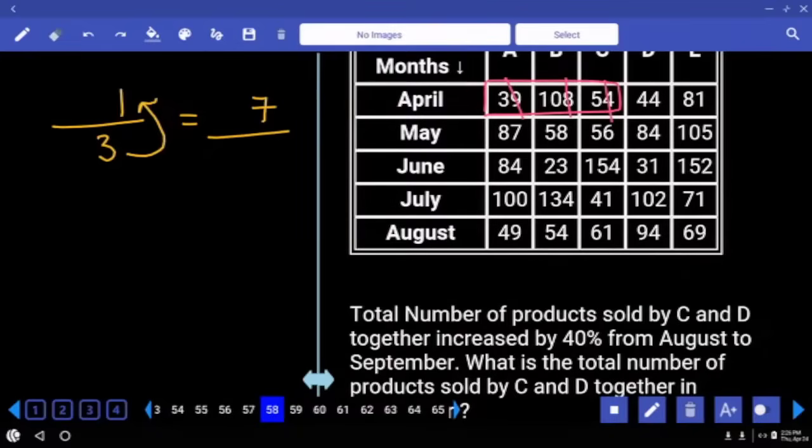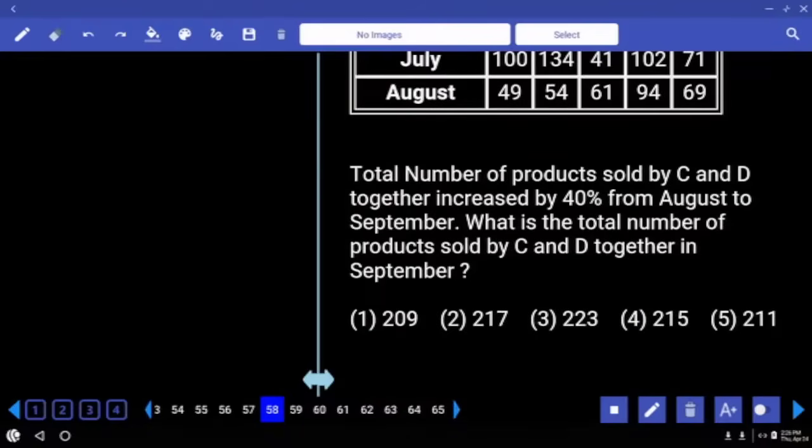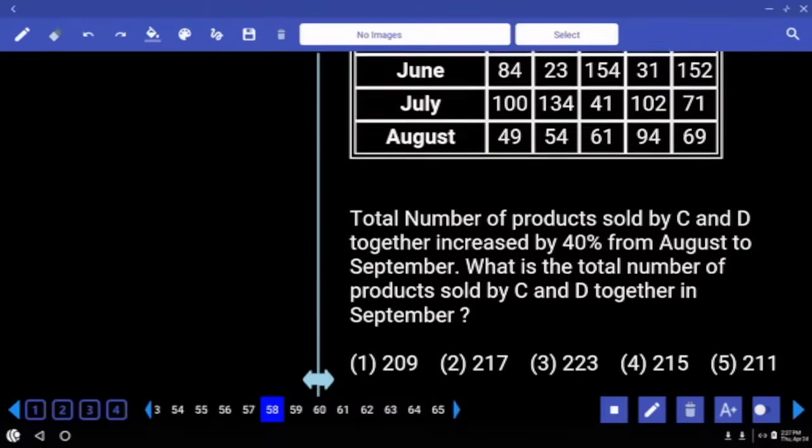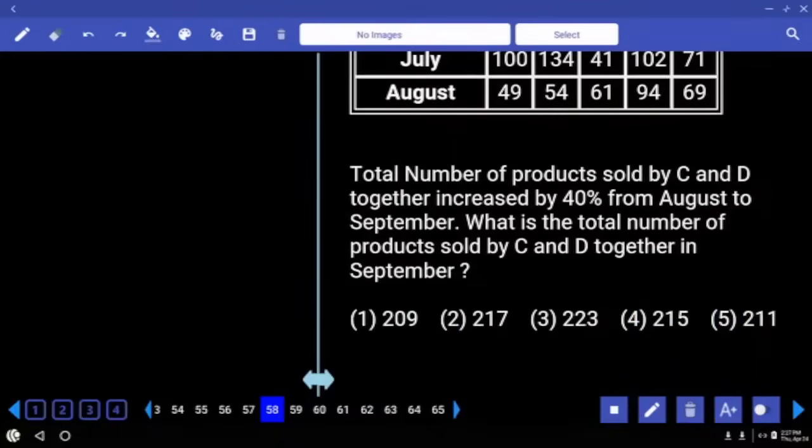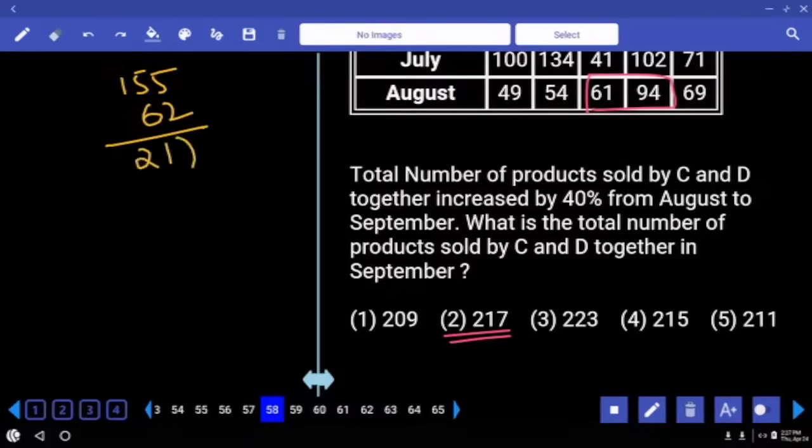That's the traditional one. Total number of products sold by CD together increased by 40% from August to September. What is the total number of products sold by CD together in the month of September? Okay. Right. Answer అయిపోయింది కనపడుతూ ఉంది నాకు, 217. CD together in August we have 155. Increased by 40%. 10% double. 10%, double, sum. 217.